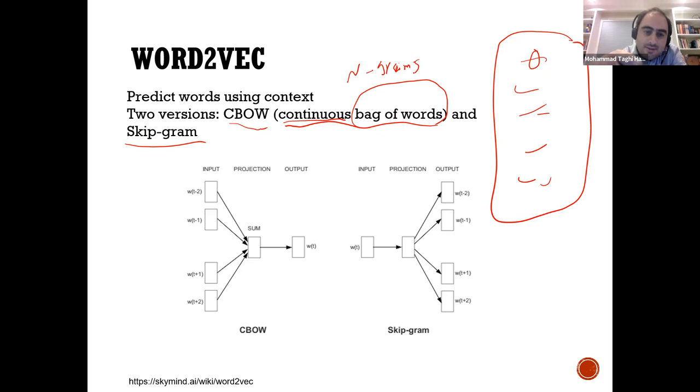Both of them are deep nets. They have the input, they have the output, and they have some projection. This is exactly the autoencoder that I have mentioned. In an autoencoder, you can have an arbitrary number of hidden layers, but here it is a very simple neural net with only one hidden layer in both of them. In the CBOW, I give as input some words before and some words after. I will give you the example.